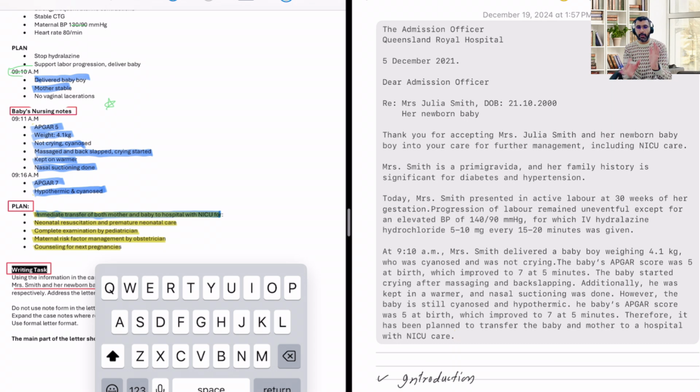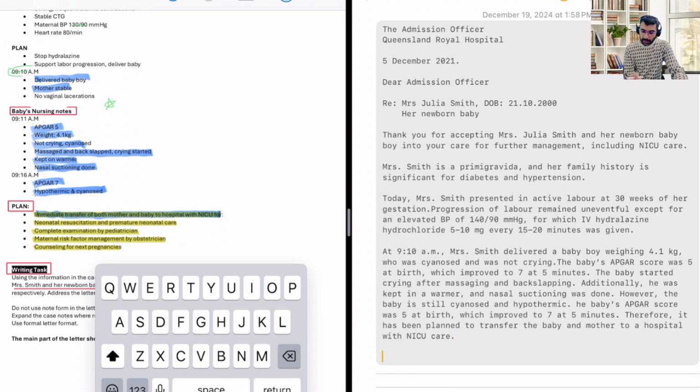Then is the conclusion. In the conclusion, we will actually explain what we want from the reader. Here we are transferring the baby and mother for further care like an ICU care. It's written in detail, like an ICU care for what? For neonatal resuscitation and premature neonatal care and complete examination by a pediatrician. We will include all of it. And next is maternal risk factor management by an obstetrician. For the mother, maternal risk factor management and counseling for future pregnancies.